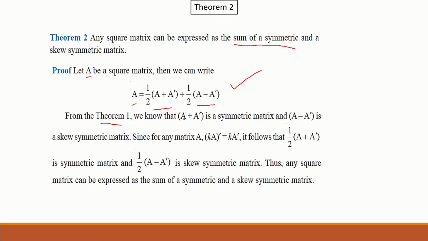Also we know from theorem 1 that A plus A dash is a symmetric matrix and A minus A dash is a skew-symmetric matrix. And also we have seen the property where K A the whole transpose is equal to K into A transpose. Half is a constant. That means half of A plus A dash is a symmetric matrix and half of A minus A dash is a skew-symmetric matrix. So therefore any square matrix can be expressed as the sum of a symmetric and a skew-symmetric matrix, and this is the expression for it. You can pause the video to note this down.